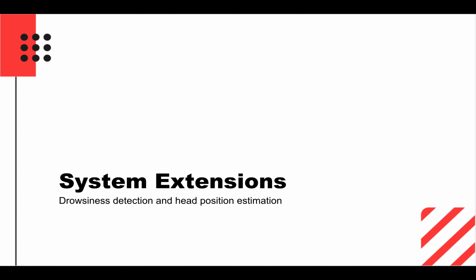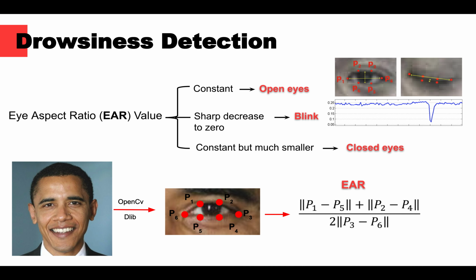To further enrich the functions of our system so that we can monitor the driver's states better, we developed two extension modules: drowsiness detection and distraction monitoring. For drowsiness detection, we compute the eye aspect ratio, EAR. When it is constant and stable, it means the eyes are open. If there is a blink, the value will decrease sharply to 0, and if the eyes are closed, EAR will also become constant, but much smaller.